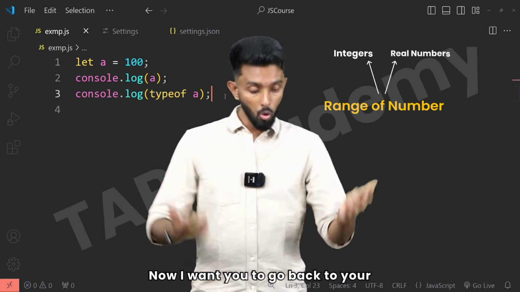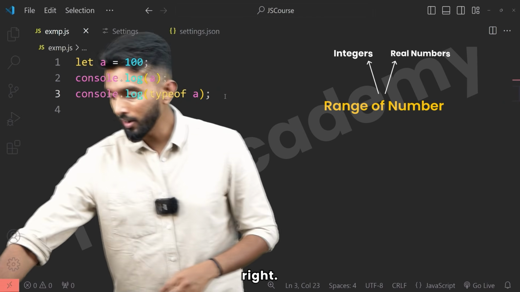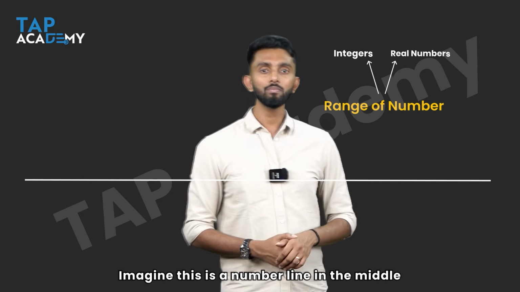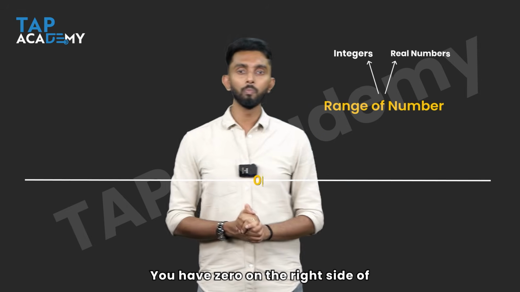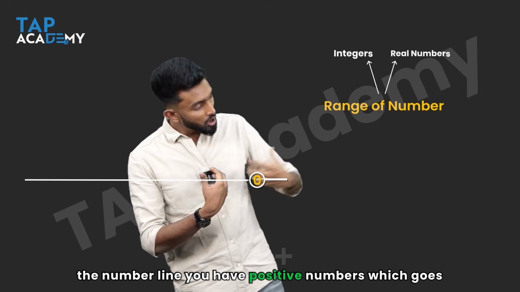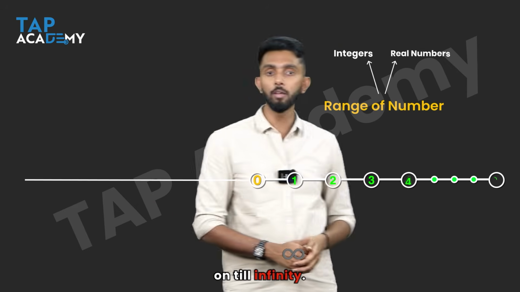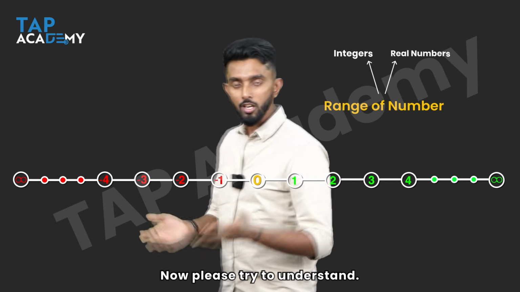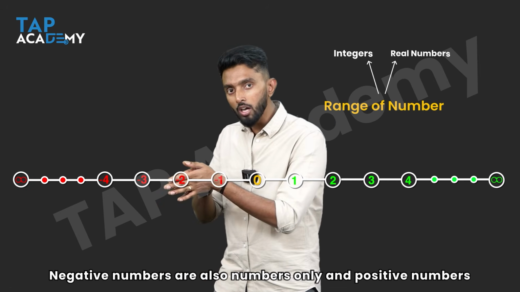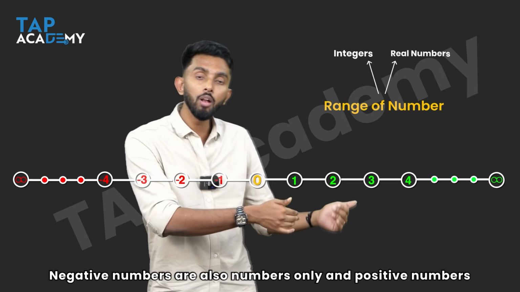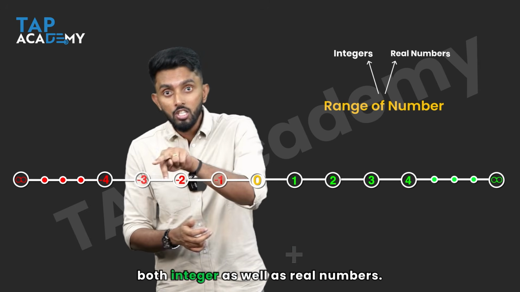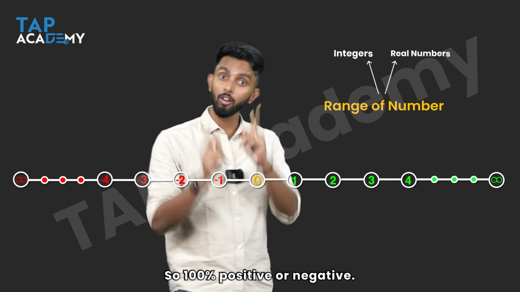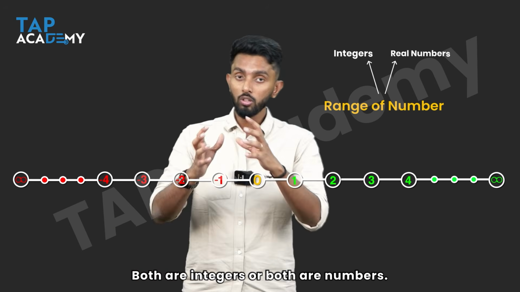Now, I want you to go back to your schooling, right? I'm sure in your schooling, they would have told you to imagine this is a number line. In the middle of the number line, you have 0. On the right side of the number line, you have positive numbers which go on till infinity. On the left side, you have negative numbers which go on till infinity. Now, please try to understand, negative numbers are also numbers and positive numbers are also numbers, both integers as well as real numbers. Yes or no? So 100% positive and negative, both are numbers.